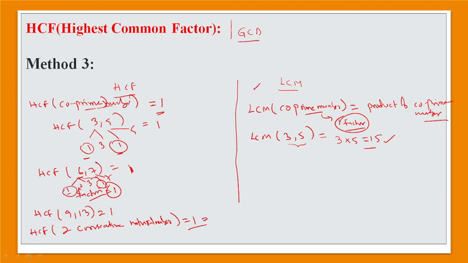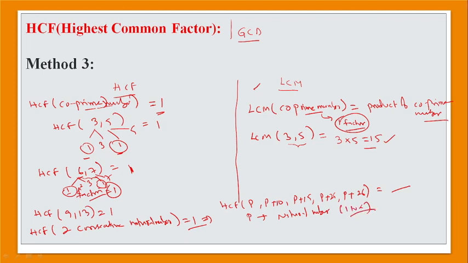Let us consider one example. Suppose in order to find the HCF of p comma p plus 10 comma p plus 15 comma p plus 25 comma p plus 26, I need to find the HCF for this one. Here p may be any natural number. Natural numbers means numbers lying from 1 to infinity. Suppose if I take p as 1 here, it will be 1 comma 11 comma 16 comma 26 comma 27. So the highest common factor present here is only 1.